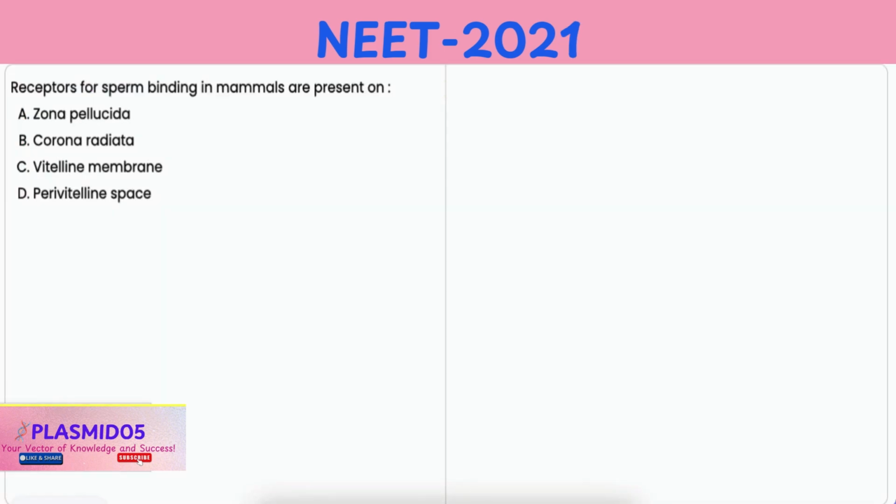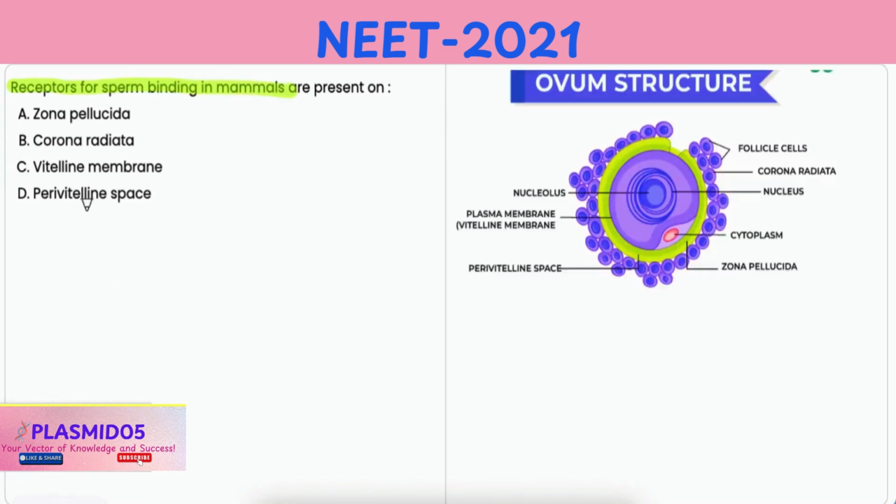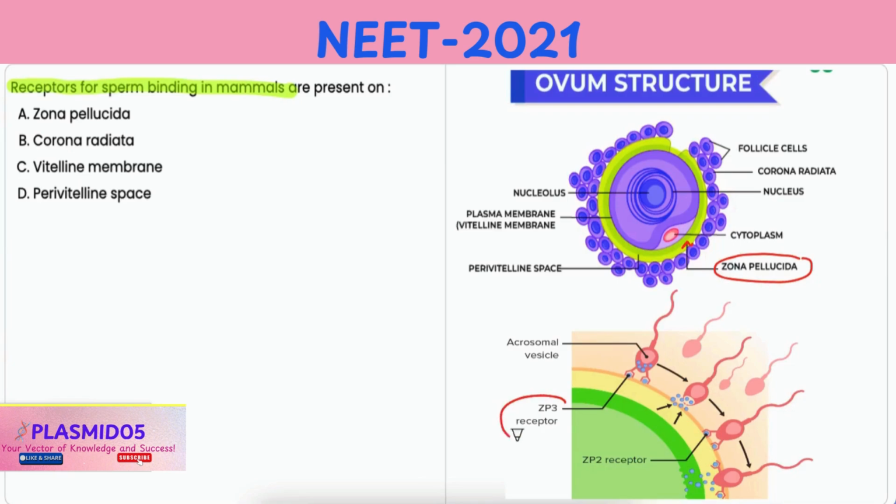In this question, you have to identify in mammals where the receptors for sperm binding are present. Option A, zona pellucida. The zona pellucida is a glycoprotein layer surrounding the plasma membrane of the oocyte, which contains specific receptors, that is ZP3, for sperm binding, which are crucial for species-specific sperm recognition during fertilization in mammals. Hence, it is the correct option.